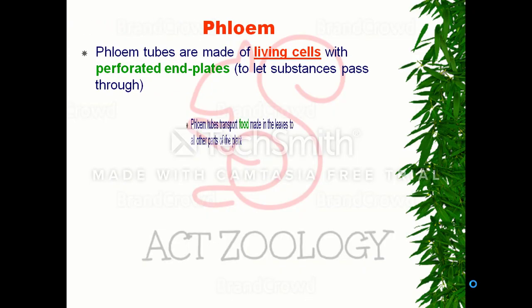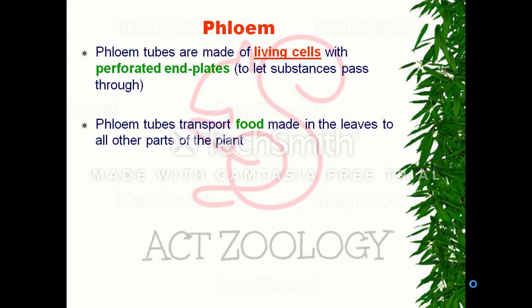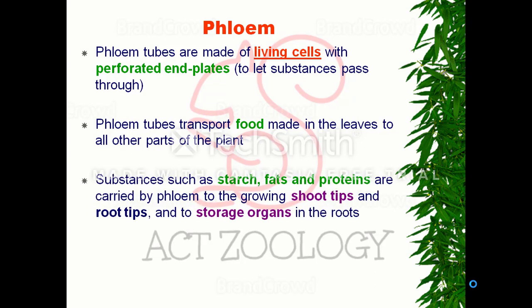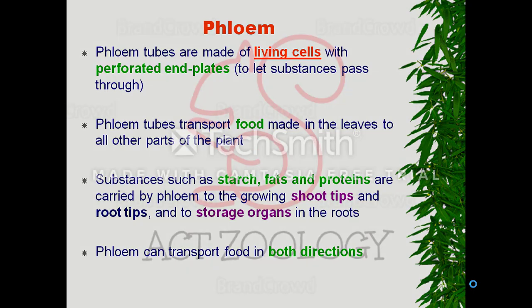What about the phloem? Phloem tubes are made up of living cells with perforated end plates. Phloem tubes transport food made in the leaves to all parts of the plant. Substances such as starch, fats, proteins are carried by the phloem to the growing shoot tips and the root tips and storage organs in the roots to store. Phloem can transport food in both directions.